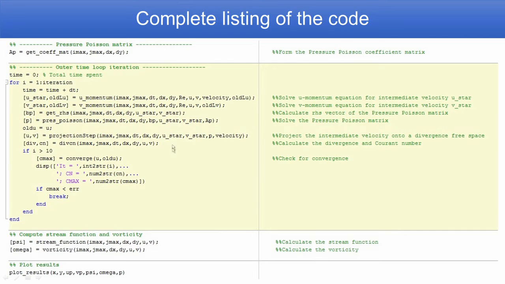And in this same code, we have now included the post processing lines also. We have the stream function and we have omega, and finally, you can also plot results. This is a complete working code using MATLAB.